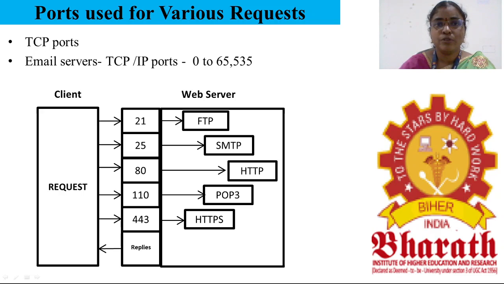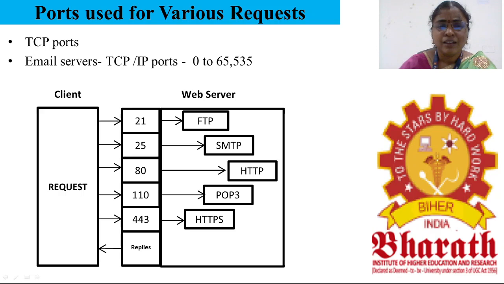Then the ports used for the various requests. So depend upon the client request, we are using different port numbers. Mostly we are using TCP port numbers only. The email servers use the TCP port numbers 0 to 65,535 ports. So suppose the client send any file request means that will be handled with the FTP server, File Transfer Protocol server. So this is communicate with the help of the port number 21.